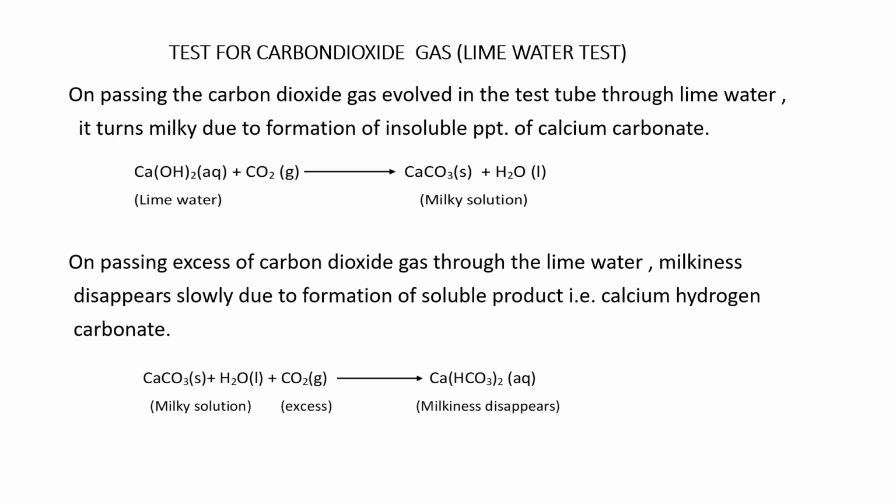When excess carbon dioxide is passed through lime water, this milkiness disappears due to formation of a new compound which is soluble in water, that is calcium hydrogen carbonate. So what happens is, calcium carbonate and water make the milky solution. When it reacts with excess carbon dioxide, it will form a compound known as calcium hydrogen carbonate, Ca(HCO3)2. Since this compound is soluble in water, there is no milkiness, which leads to the disappearance of the milkiness.